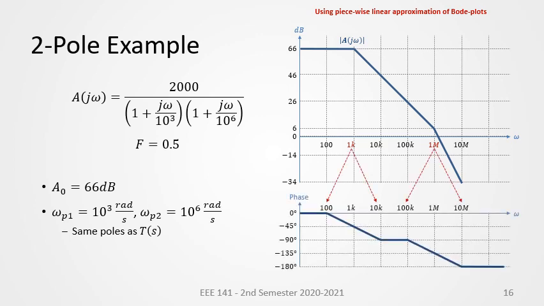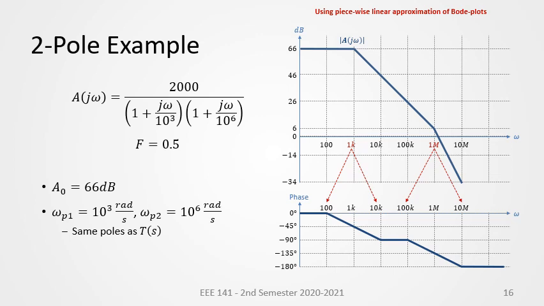The phase will start at 0 degrees, have a minus 45 degree per decade slope from 0.1 omega p1 or 100 to 10 times omega p1 or 10,000, then go down again with a negative 45 degree per decade slope from 0.1 omega p2 or 100k to 10 times omega p2 or 10 meg.